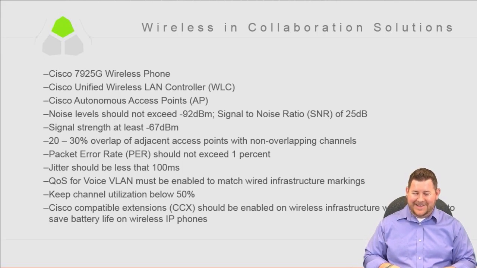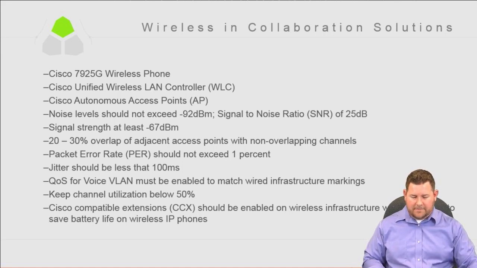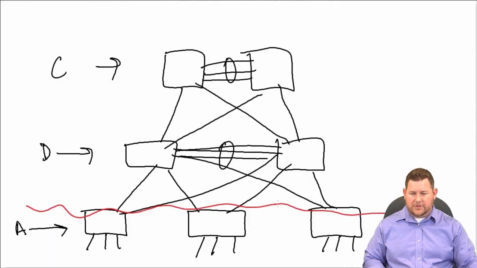Appreciate that. The signal strength should be at least negative 67 dB. So obviously those numbers match up there. You have 25 dB of room in between. For those of you who have trouble visualizing that, let me just draw that out for us here.